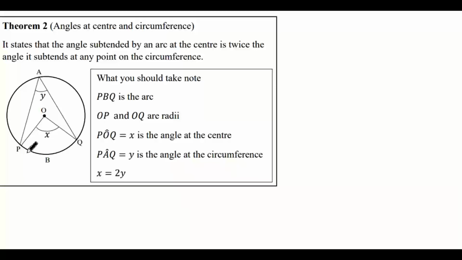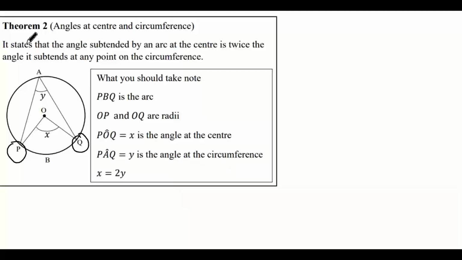Okay, so look at this arc now. The arc here is PBQ, that is the arc. And if you trace this angle at the center, which is X, you can see that the base will be here and here. That is the arc. Also, if you look at the angle at the circumference, that is angle Y here, the base will be P and Q. So these two angles are produced by what? By this arc, PBQ. So you can then see that X is equal to 2 times Y. So that is angles at the center and circumference respectively.